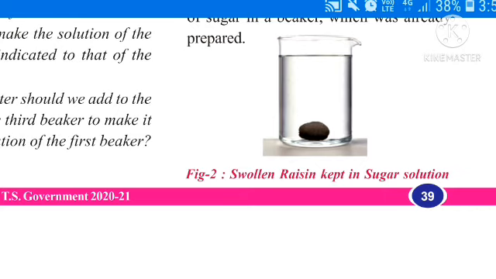Aim: observation of a fresh grape when kept in a saturated solution of sugar. Materials: beaker, tap water, sugar and fresh grape. Procedure: take 100 ml of water, make a saturated sugar solution in a beaker, keep a fresh grape in the beaker, leave it overnight and observe in the next morning. Observation: the fresh grape in the beaker shrinks.